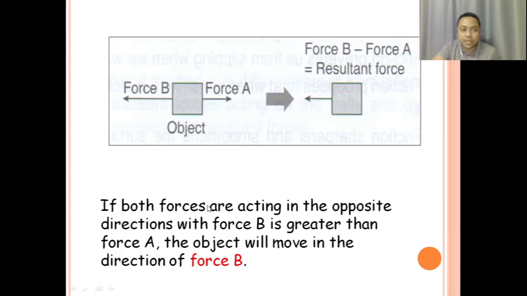If both forces are acting in the opposite directions, with force B greater than force A, the object will move in the direction of force B. Example, force B is greater than force A. So, force B minus force A is equal to the resultant force. Force B is greater, so the direction of the force is going to the left because force B is going to the left.